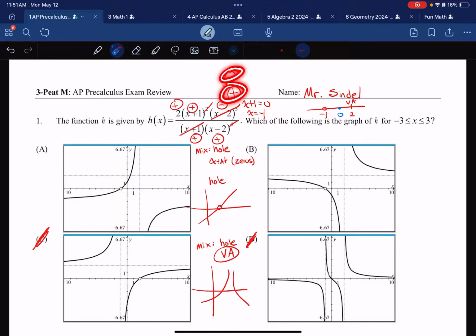And a negative divided by a positive is a negative, which means in between -1 and 0, I should be negative, which means the correct answer is B. You'll see that in between -1 and 2 over here, I was positive, meaning that A was incorrect. All right, a lot of work there.